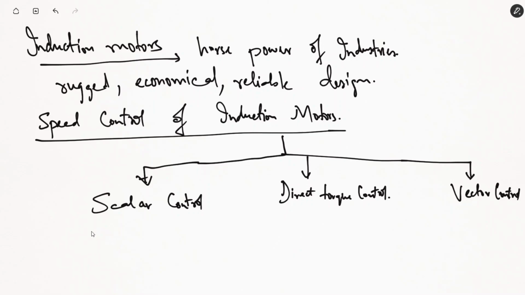The scalar control method, simply stating, as the name indicates, is scalar control. That means here we are only dealing with the magnitude control. You know what scalars mean? So in scalar control of induction motors, we are only dealing with the magnitude control. That means we are changing the magnitude of voltage and magnitude of frequency, and accordingly changing the speed of the induction motor.